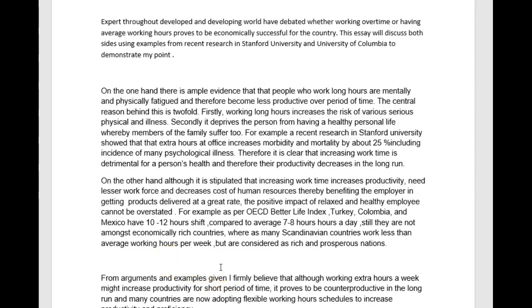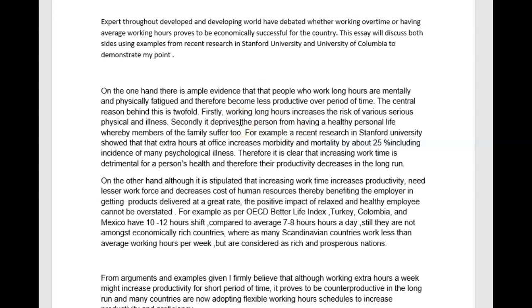So let's see what you said. On the one hand, there is ample evidence that people who work long hours are mentally and physically fatigued and therefore become less productive over a period of time. The central reason behind this is twofold. Firstly, working long hours increases the risk of very serious physical, what happened here? Physical and illness. I don't understand that. What do you mean by physical here? Maybe you mean physical and mental illnesses? Maybe you do. I don't know. Secondly, it deprives a person of having a healthy personal life whereby members of the family suffer too.